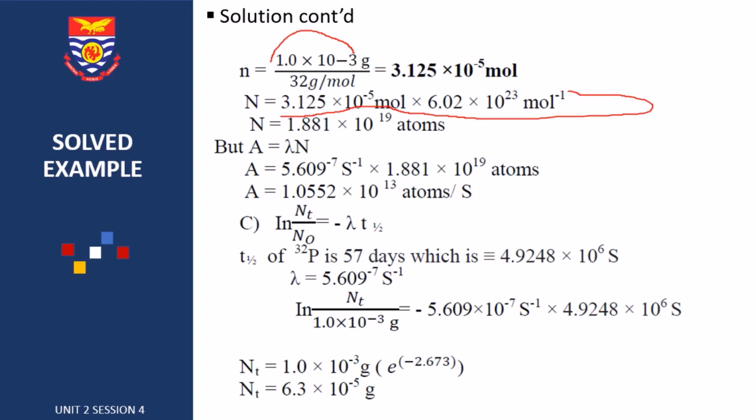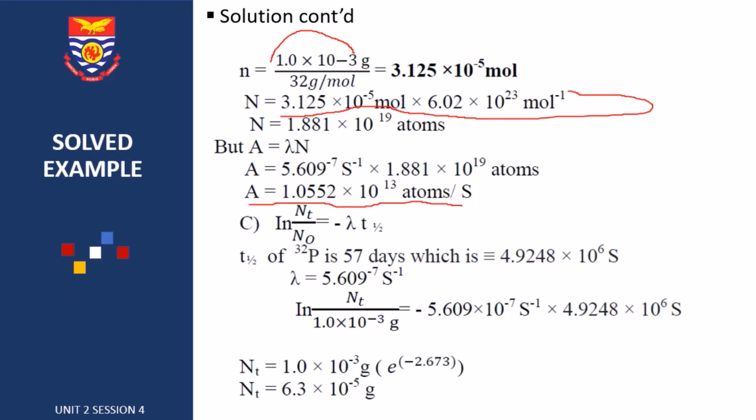So we can now calculate our activity, which is given by lambda N, with lambda which we calculated from the first question. That's A. So we multiply our 5.609 times 10 to the power -7 by 1.881 times 10 to the power 19, and we are going to have an activity of 1.0552 times 10 to the power 13 atoms per second.